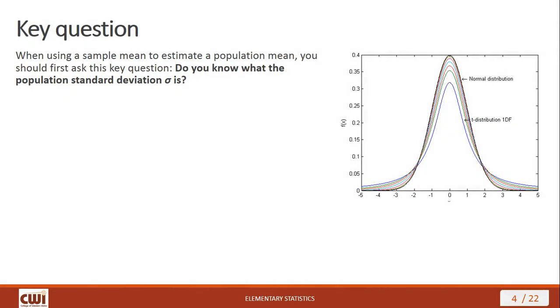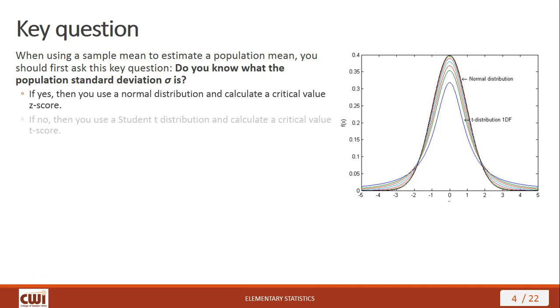There's a key question that we should always ask ourselves when we're asked to use a sample mean to estimate a population mean. The key question is what you see here on the screen. Do you know what the population standard deviation sigma is? This is a yes or no question. So if you answer yes to this question, then you must use a normal distribution and calculate a critical value z-score. If the answer to that question is no, then you need to use a student t-distribution to calculate a critical value t-score.